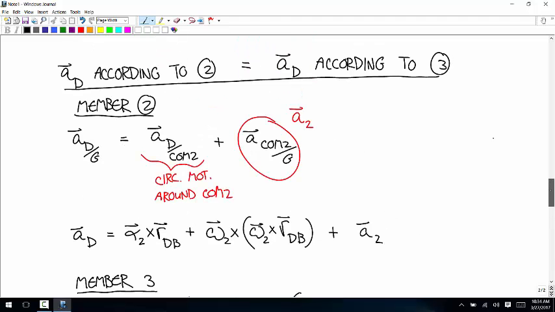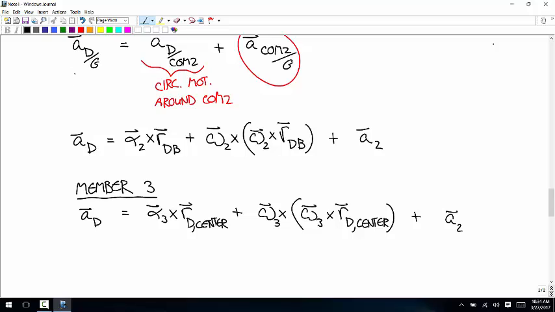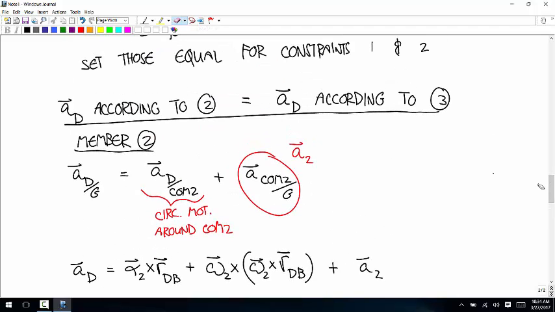Because of relative motion, I'm just putting it all together here. To calculate the acceleration of D relative to the ground, relative motion says it's equal to the acceleration of D relative to the center of the circle plus the acceleration. Oh, yeah, this is A3. Thank you. So you don't need any of this. You don't need relative motion because the center is fixed.